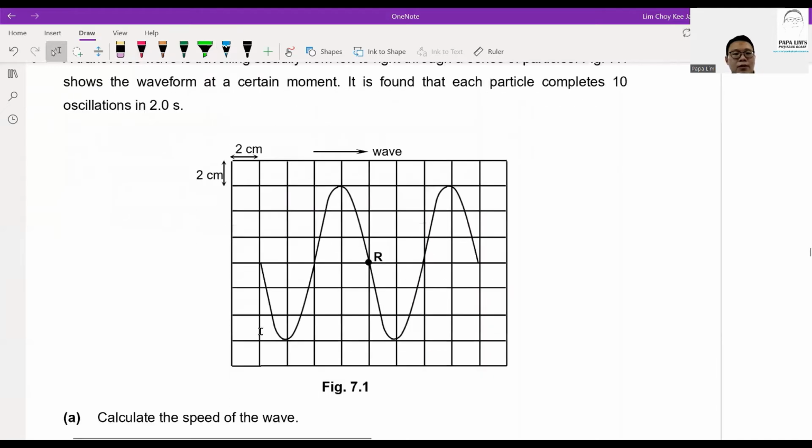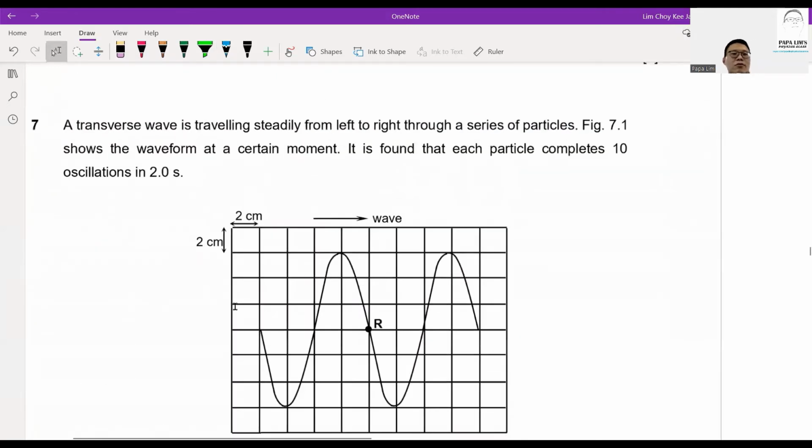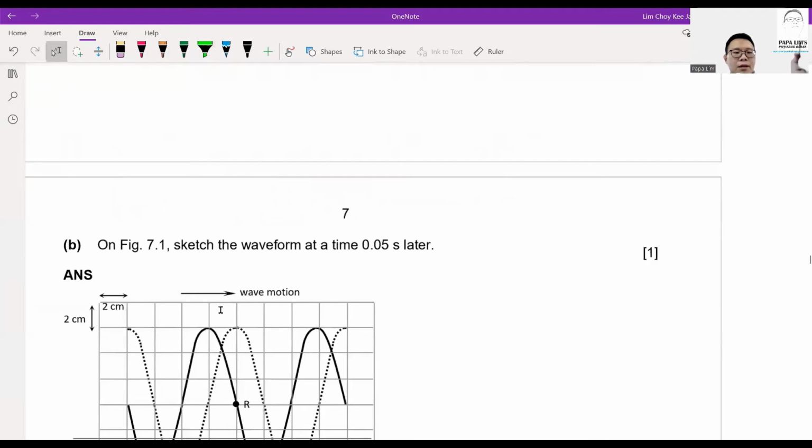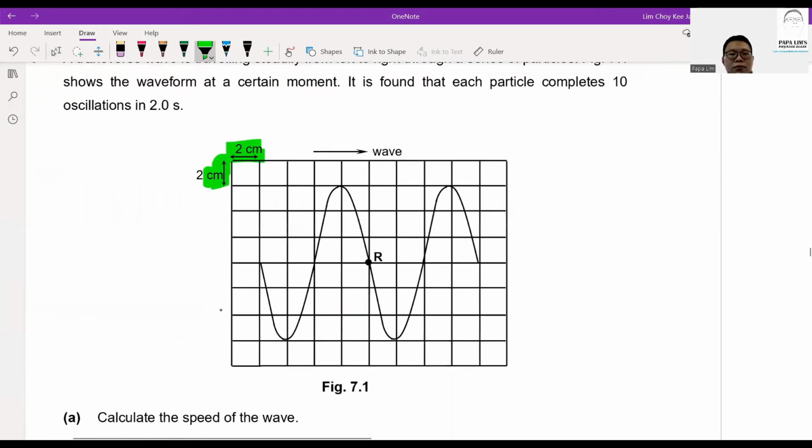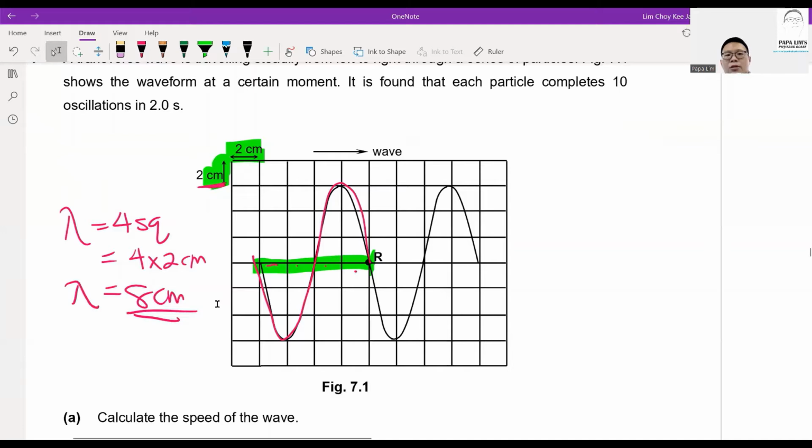For transverse wave, question 7. After marking, you will find that the common mistakes the students have are actually careless mistakes. For part A and B, part A, remember, the question says 1 square is 2 cm. If you look at wavelength, one wavelength is from R all the way down here. This is one wavelength, which is 1 square, 2 square, 3 square, 4 square. So one wavelength is 4 squares. 1 square is 2 cm, so 4 squares is 4 times 2 cm, which is 8 cm. So your wavelength is 8 cm.